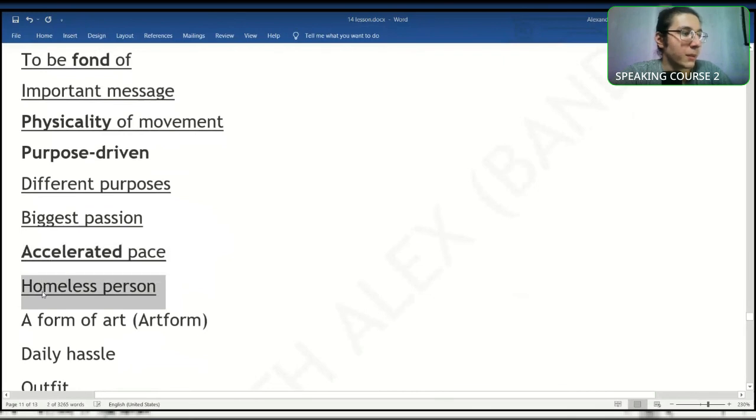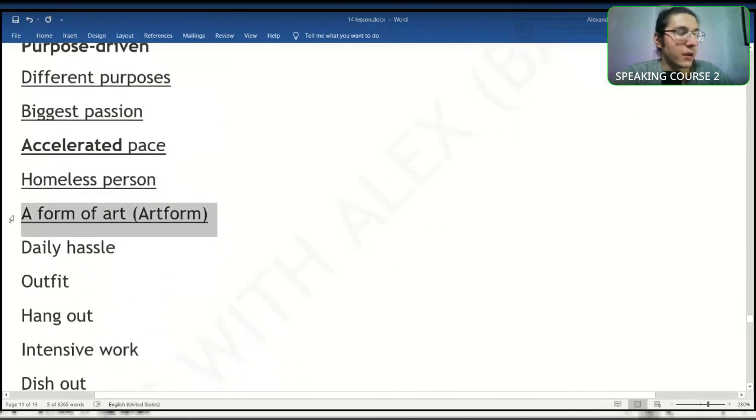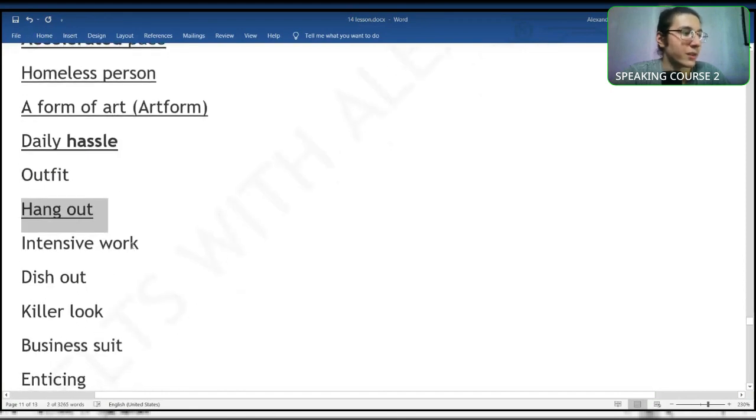Homeless person, literally me. A form of art. Daily hassle means daily problems. Hassle means something that you have to do, which is boring. Outfit, that makes sense. Hang out, like, chill with your friends. Intensive work means difficult work that you have to really think about.